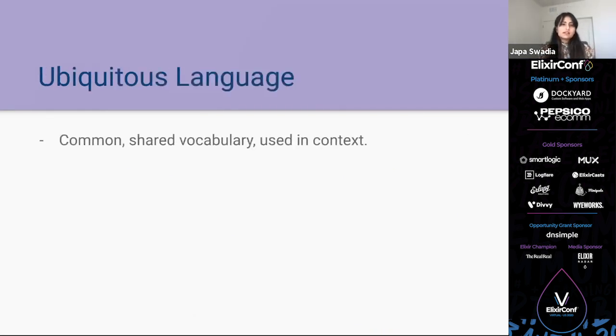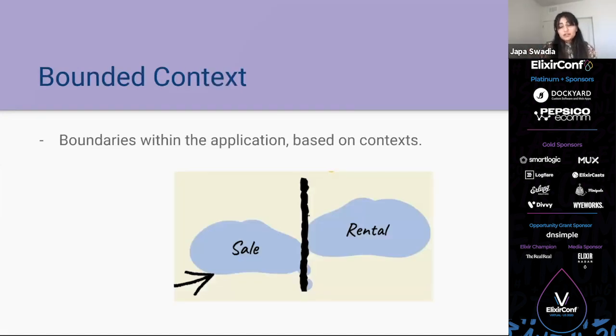Next comes ubiquitous language. Now, this is the common or the shared language that you would use as a team when you're working on this particular application, depending on the domain. And it just really needs to be consistent, and that can also be used in your naming when you're actually implementing your application.